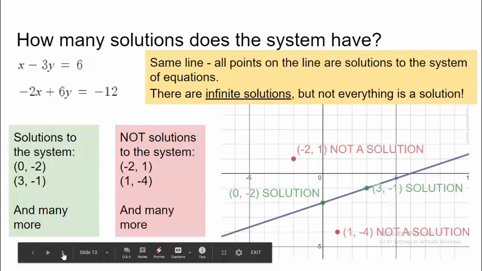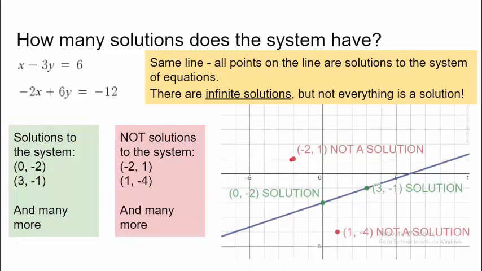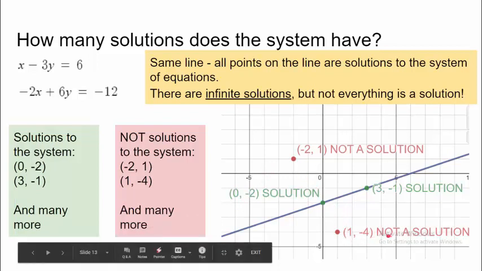Okay, here are 2 that I thought of, right? Negative 2, 1, not a solution, not on the line. 1, negative 4, also not on the line, so it's not a solution.